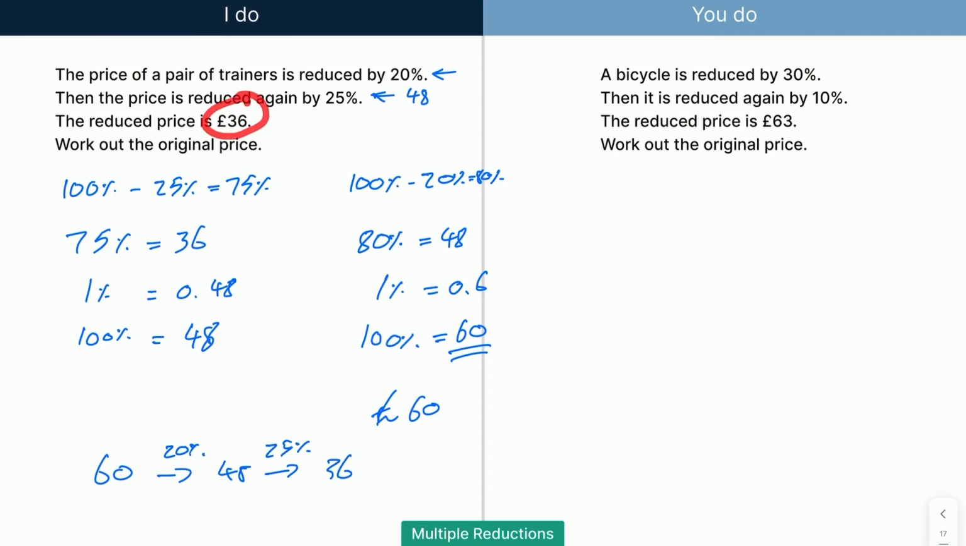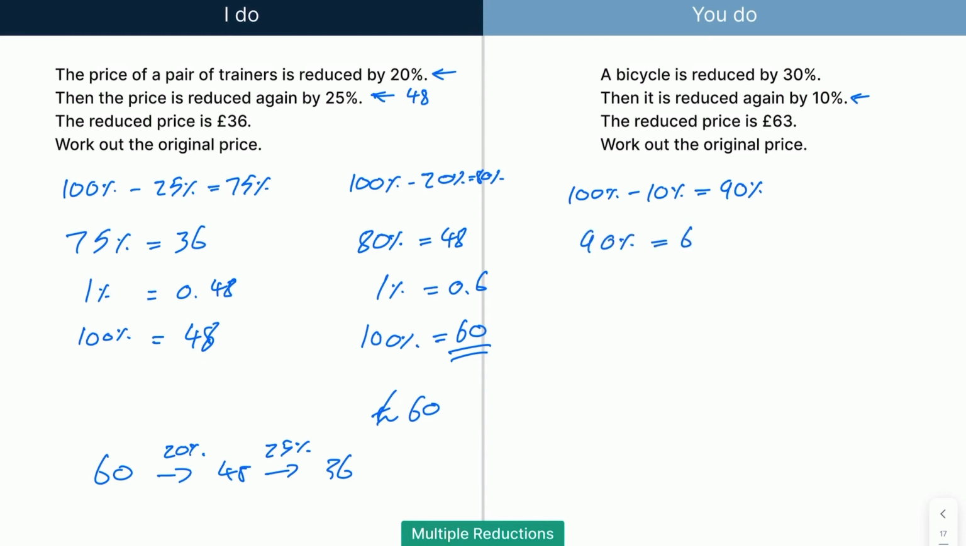Okay, so that's where we started, the 36. We went one step back, we got the 48. We went one step back, we got the 60. So looking at the question on the right, we're going to go one step back. So we know that percentage is out of 100. So the 63%, because it's been reduced by 10%, it only represents 90%.